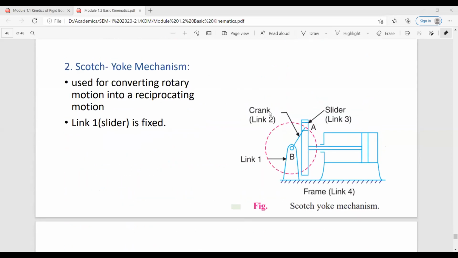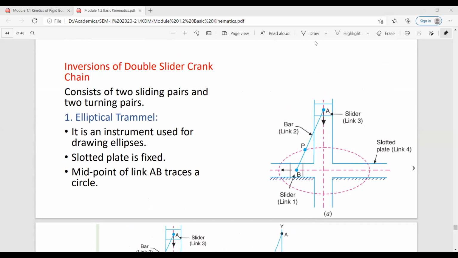In Oldham's coupling, you have to fix one link, and the link to be fixed is link number two, that is this bar. If you ground it, fix it, and free the other links, the slotted link is free to move, only bar link two is fixed. Then you give motion to any one link and observe the motion of the other links. As link 2 is fixed, we can give motion either to link 3, which is a slider, or link 1, which is also a slider. You will input the motion to any one slider, relative motion will be the same.